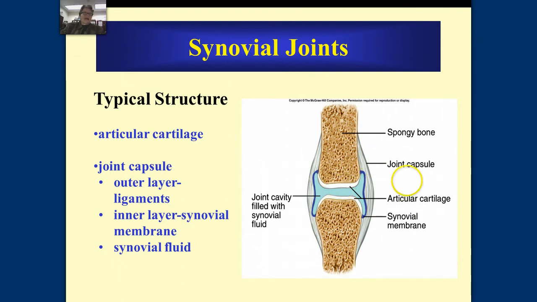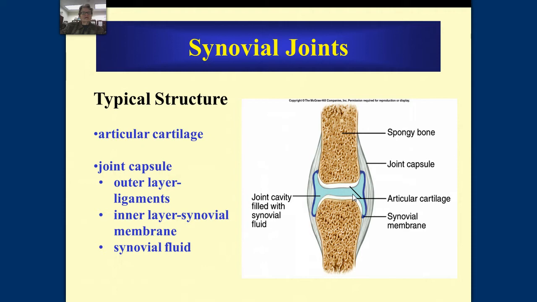You have a joint capsule here. This ligament, remember, ligaments bind bone to bone. Here's this ligament, and it forms this joint capsule. Now inside of this joint capsule you have the synovial membrane. The synovial membrane produces synovial fluid. The inner layer of the synovial membrane produces synovial fluid.